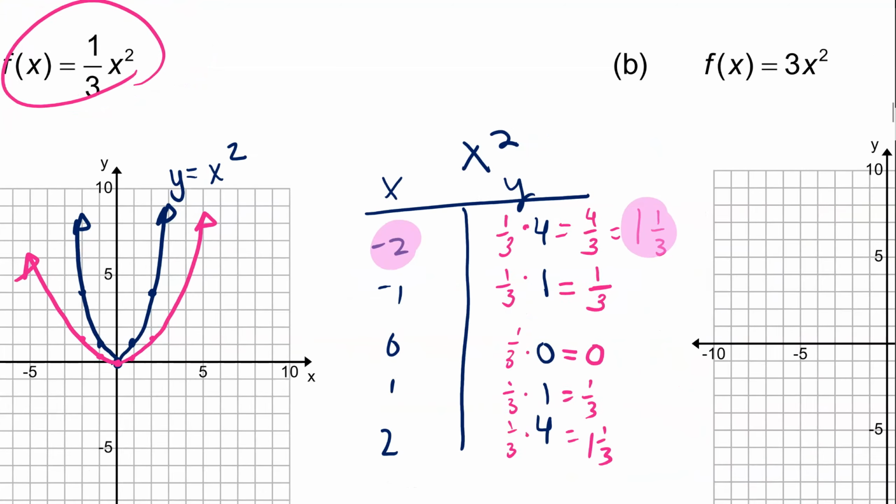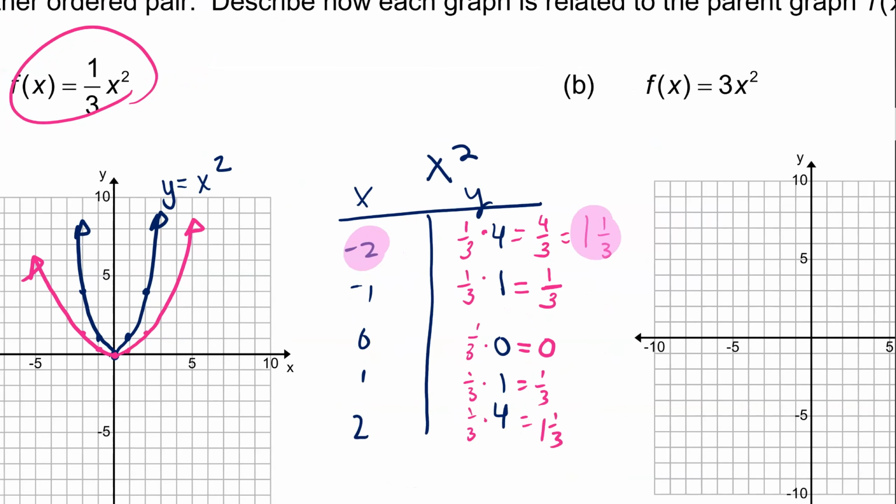What do you think is going to happen if I have 3x squared? I have my parent function, it's going to get skinnier. Because it's bigger than 1. Because the coefficient, the number in front of x squared, is bigger than 1.